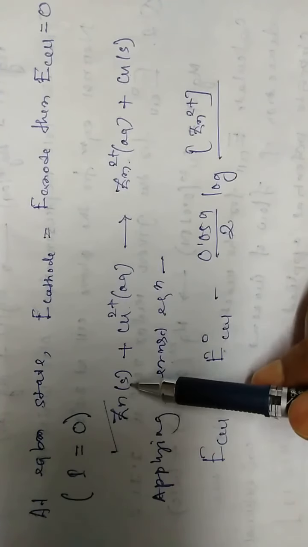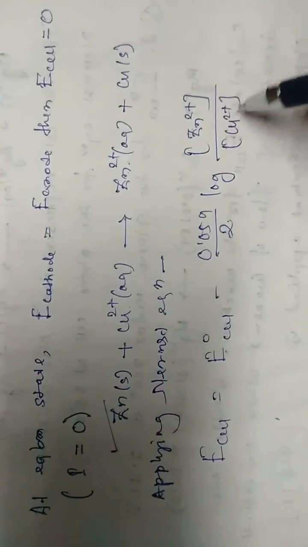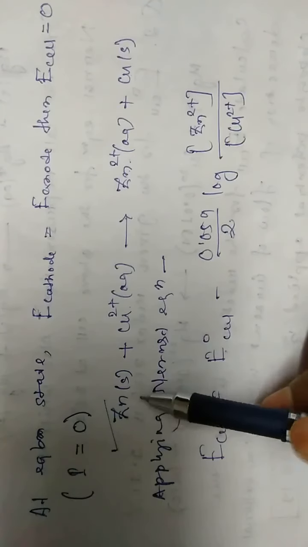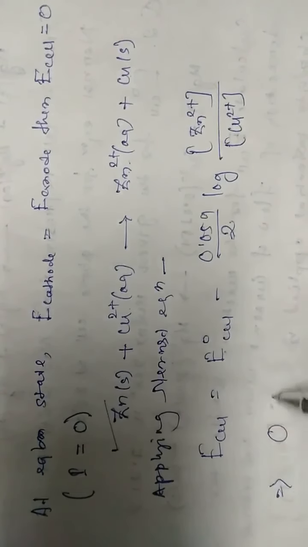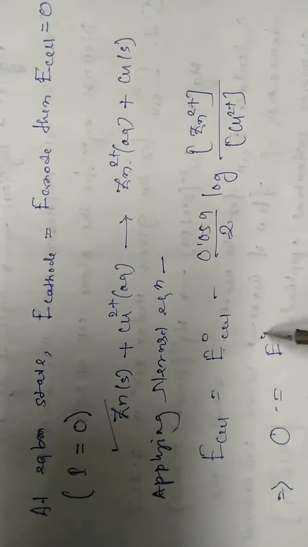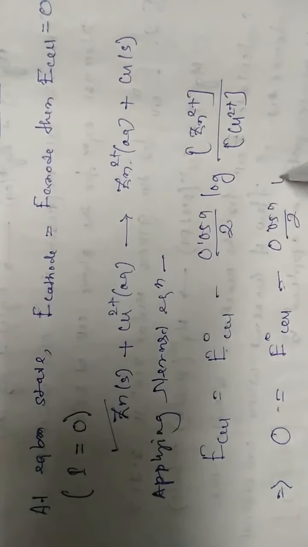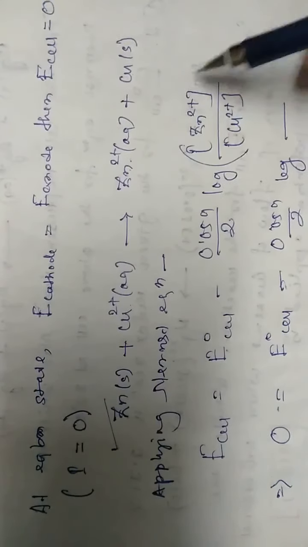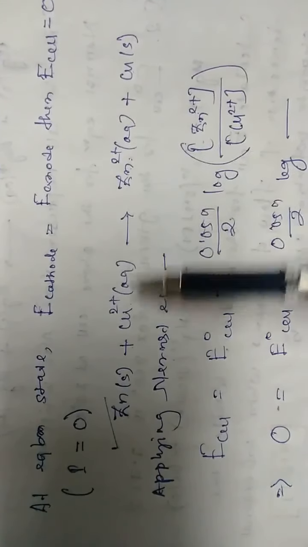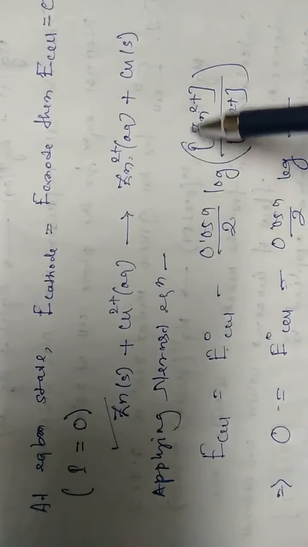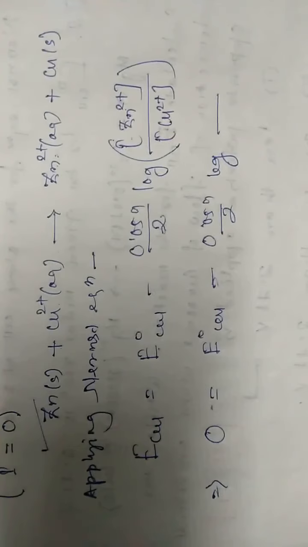Zinc is in solid state, so its concentration is unity. Then we write only the concentration of copper ion. And we are considering this Daniell cell at the equilibrium state. So at the equilibrium state, the cell potential E cell equals 0. Then E naught cell equals 0.059 divided by 2 log of the ratio of the concentration of product to the reactant. In a reversible chemical reaction at the equilibrium state, the ratio of the concentration of product to the reactant is called the equilibrium constant, according to our previous concept.